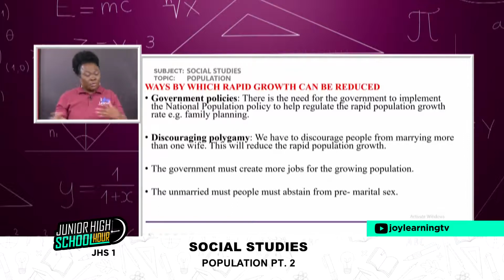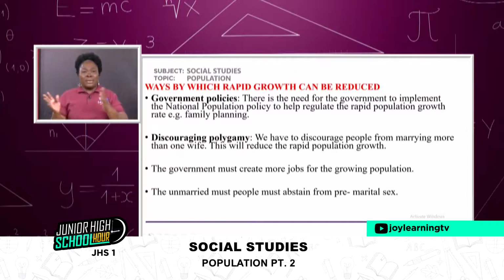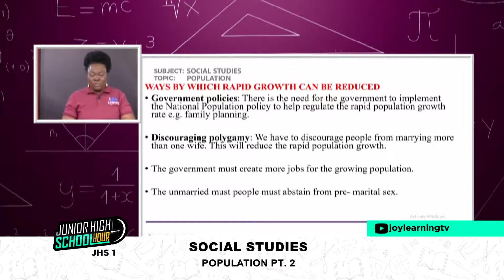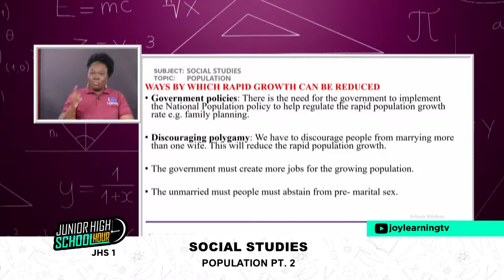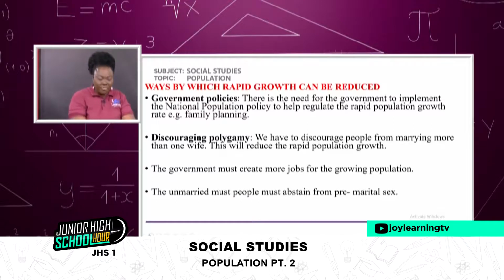More jobs. And I know NACO or NAPCO or whatever, yes, they are creating. So let's pray that government will be able to create more jobs for the youth to be able to get jobs to do. Then the unmarried must abstain from premarital sex. The youth that are not married, you must refrain from premarital sex. So these are some of the ways by which population growth can be reduced.